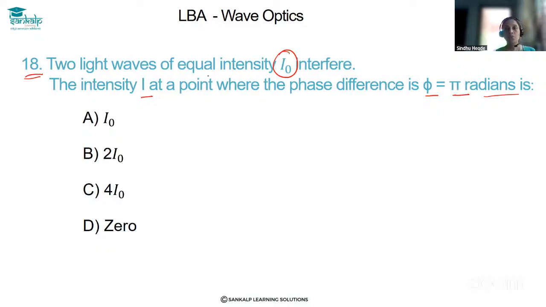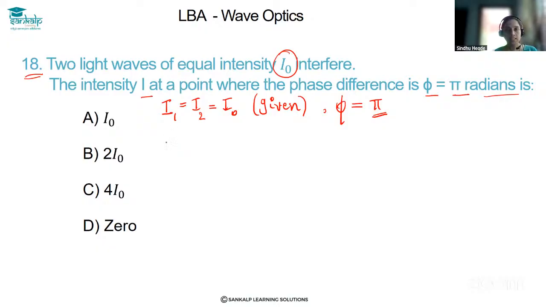Two light waves of equal intensity is given, that is I naught. So two light waves of equal intensity is nothing but I1 is equal to I2. Both are the same, that is I0. In the place of I1 and I2 we have to substitute I0 here, and this is given. One more thing is given, that is the phase difference pi. This pi is nothing but 180 degree.